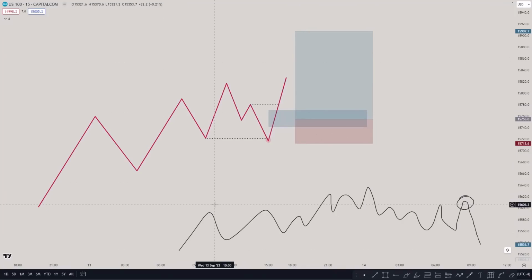I'm going to start with the good examples first, and then I'm going to show you the bad examples that you don't want to take. So we covered both sides.